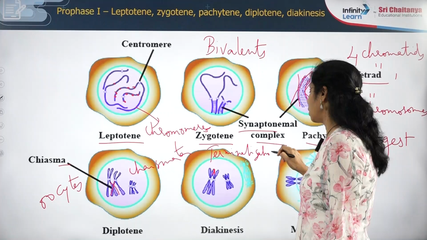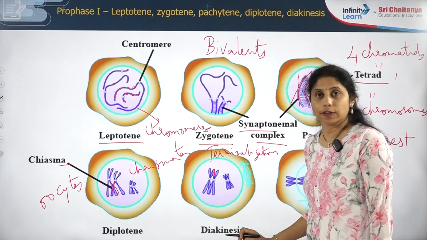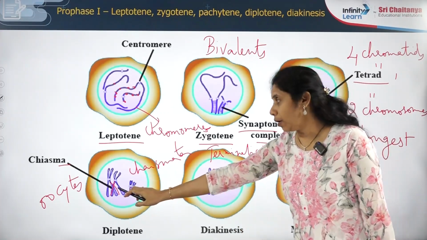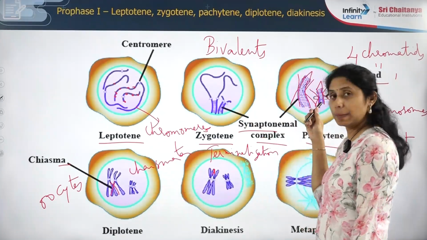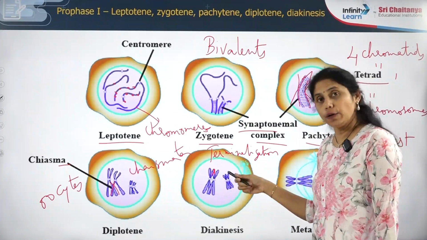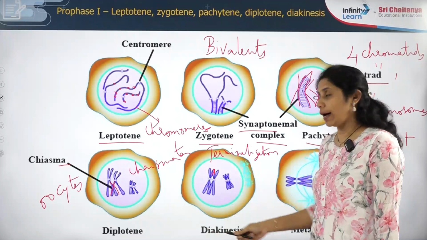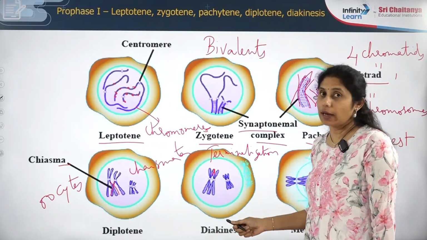Terminalization of chiasmata occurs in the diakinesis. That means chiasmata are actually seen clearly in the diplotene. They are formed in the pachytene, but they move towards the ends of the chromosomes in the diakinesis. Terminalization of chiasmata will happen.